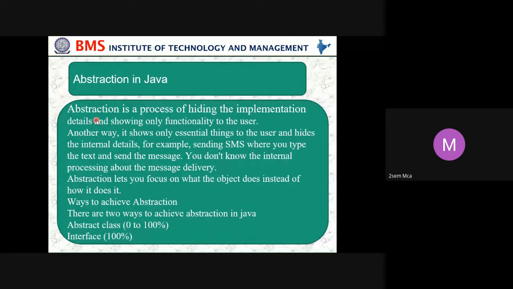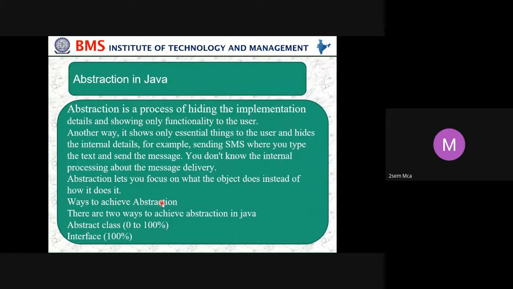So before moving on to abstract classes, what is abstraction? Abstraction is the process of hiding the implementation details and showing only functionality to the user. Another way, it shows only essential things to the user and hides the internal details. For example, sending SMS, where you type the text and send the message. You don't know the internal processing of the message delivery. Abstraction lets you focus on what the object does instead of how it does it.